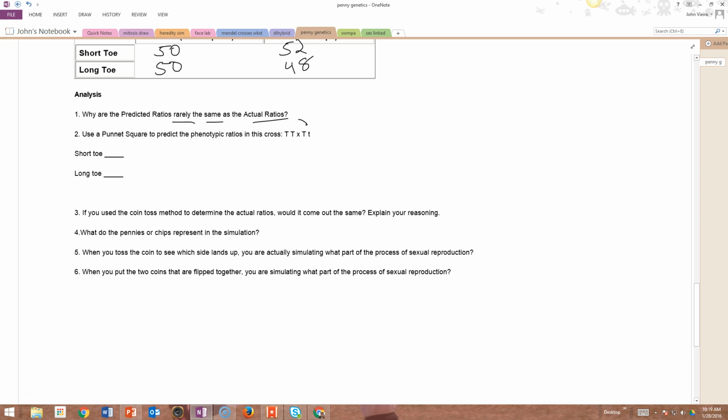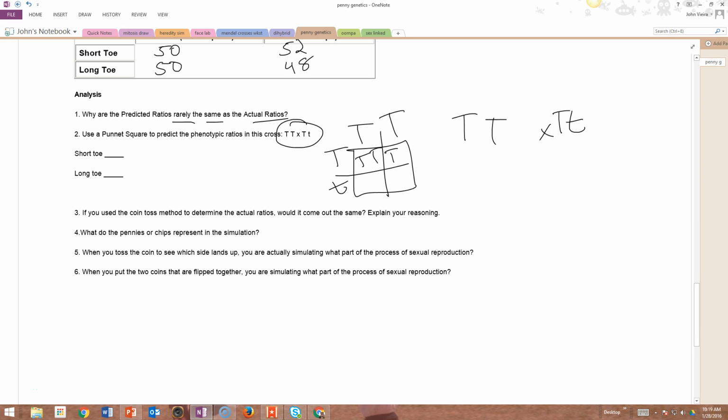So then they ask you to do a Punnett Square, big T, big T, big T, little t. If you do that Punnett Square, no matter what, what are you going to get in terms of your toes? You're going to get 100% short toes.